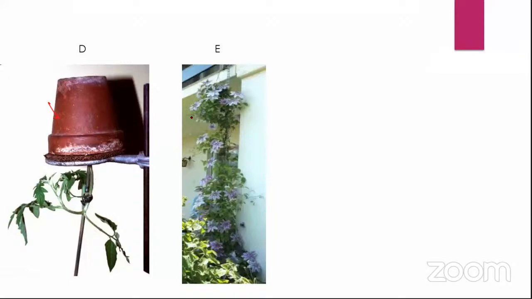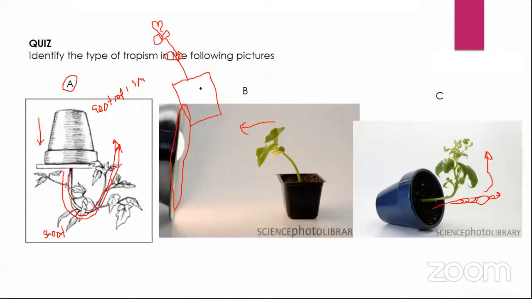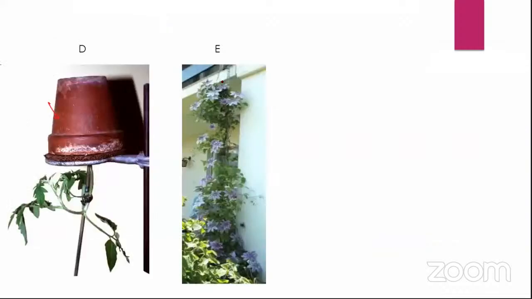And then who can guess E? What about E? Can you identify the type of tropism that is being exhibited in E? Yes, David. Tropism. Thank you very much, David. Yes, this is tropism. You can see this plant touched itself onto this rod in someone's compound. And this is tropism because it is growing in response to touch. Thank you very much, David.